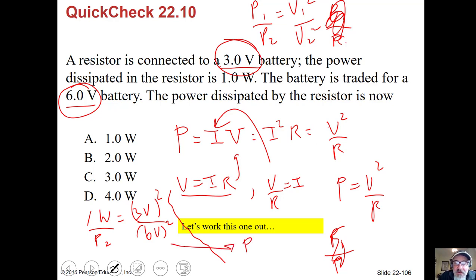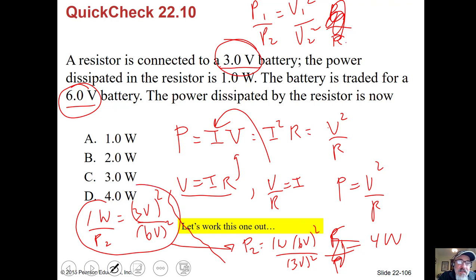Power 2 then turns out to be 1 watt times 6 volts squared divided by 3 volts squared. So 36 divided by 9 is 4, then 4 times 1. This would give you 4 watts. Either way of looking at it is completely fine. You can do it the way that we talked about initially, just knowing that it's proportional to V squared, so doubling it would make the power 4 times as big. Or if you want a little bit more rigorous, we could take a look at this way of doing it, just setting up this proportion.